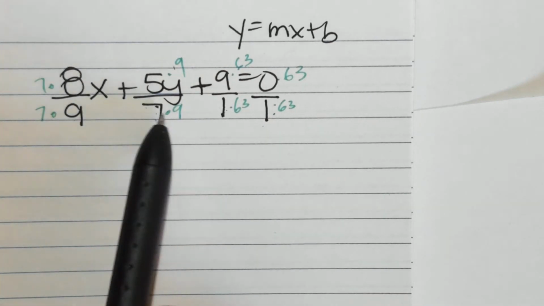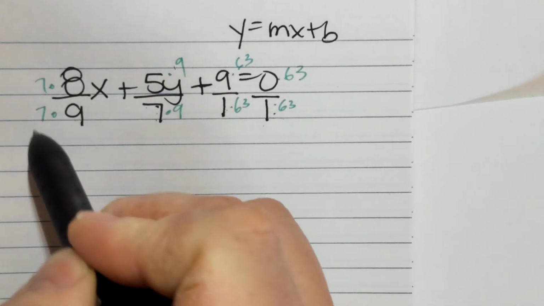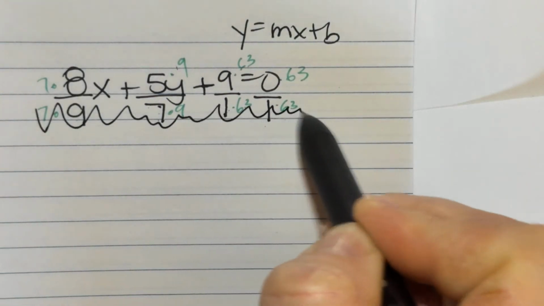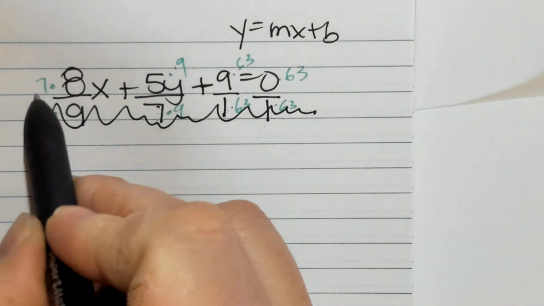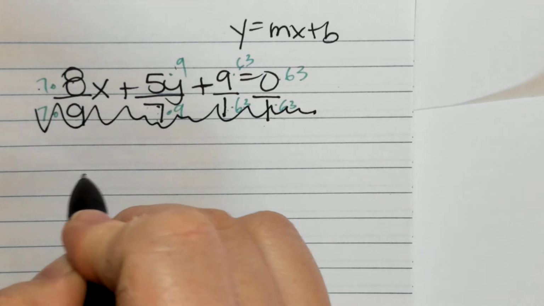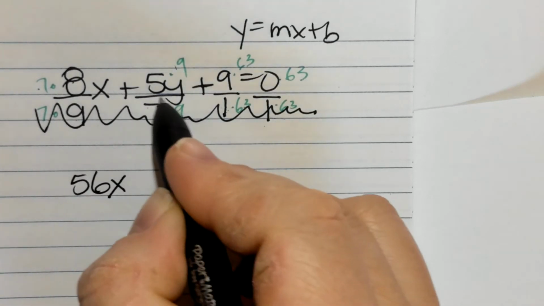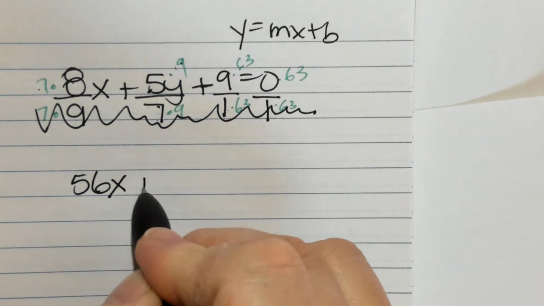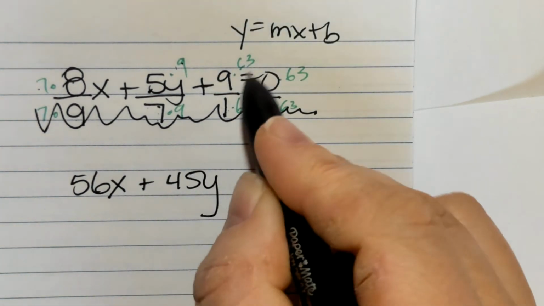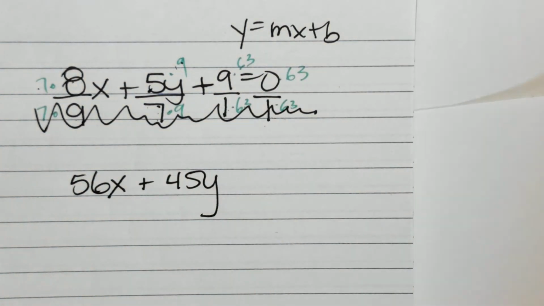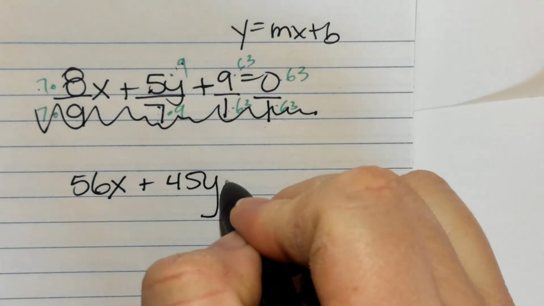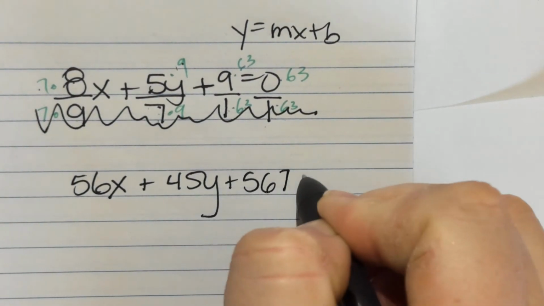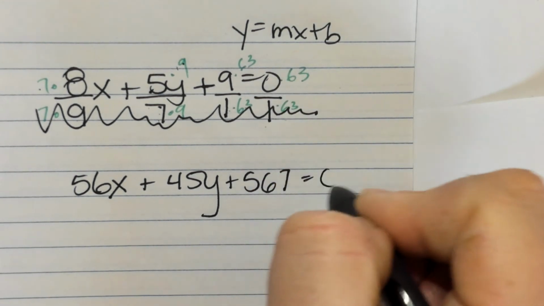Now that we have 63, 63, 63, and 63, we get to wipe out the bottoms, and I'm happy I don't have to work with fractions. 7 times 8 is 56 with an x attached. 5 times 9 is 45 with a y attached. 9 times 63 is a number too great for my mind to do. 567, and 0 times any number is 0.